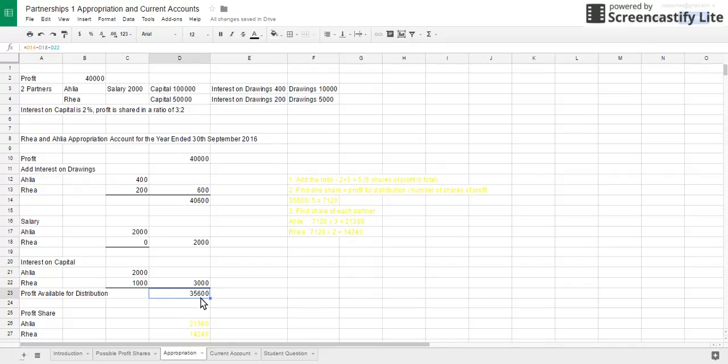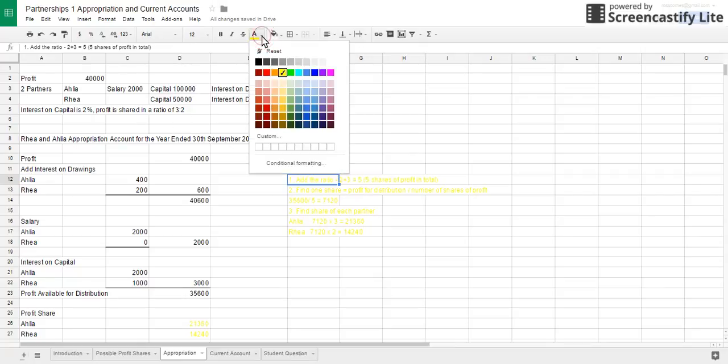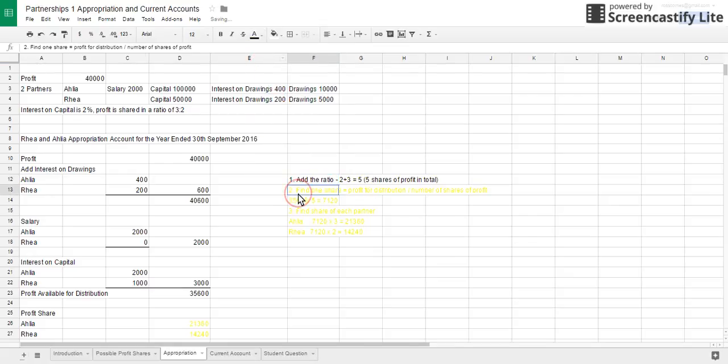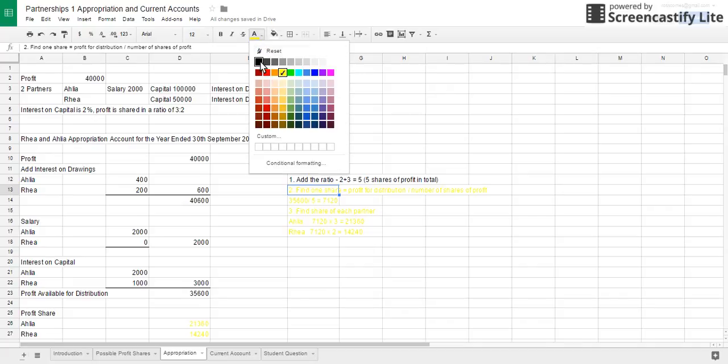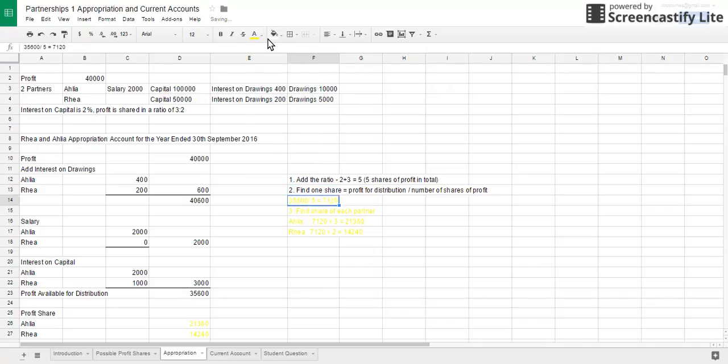What we then need to do is to work out what we're going to do with that $35,600. Well, the profit share ratio is 3 to 2. So between the partners, they're going to have a total of 5 profit shares. We then find out one profit share, and one profit share is going to be the profit available to share, $35,600 divided by the total profit shares. And that gives us $7,120 as a profit share.